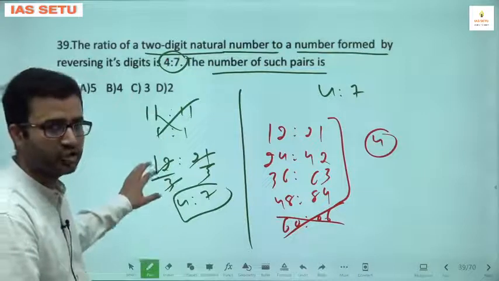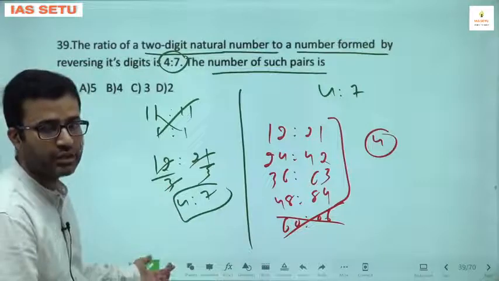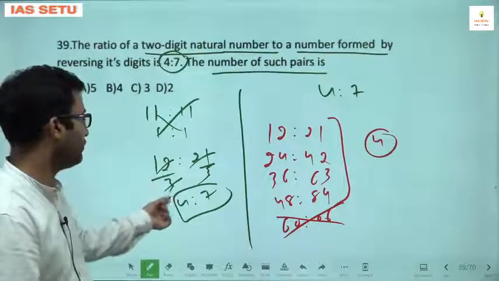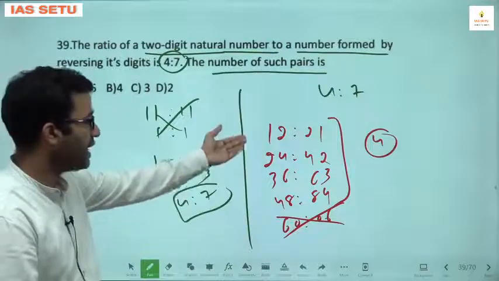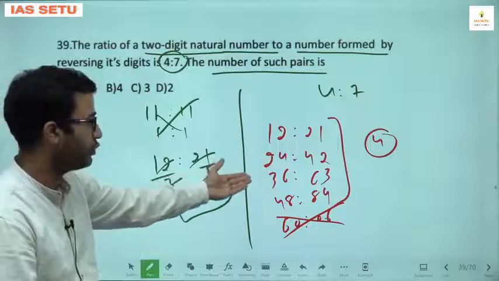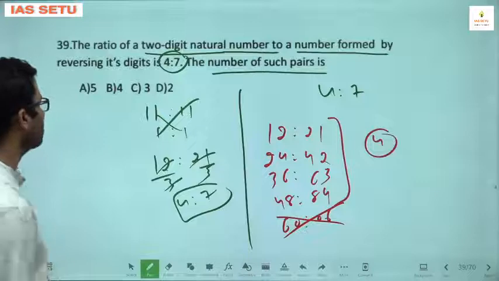So it means it is hit and trial I have done. I started with 11, and 12 helped me. Otherwise I would have checked 13, 14, 15. I have to do that. So here 12, 21, 4:7. Then I have taken multiples of 12. 12 is to 21, 24 is to 42, 36 is to 63, 48 is to 84. So there are 4 such pairs we have.